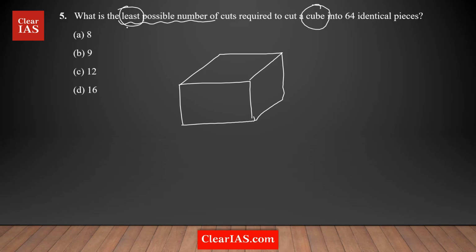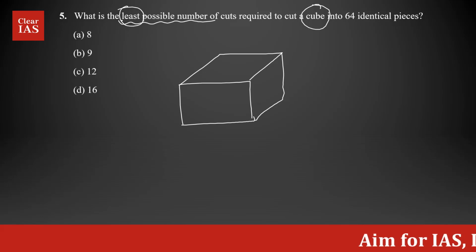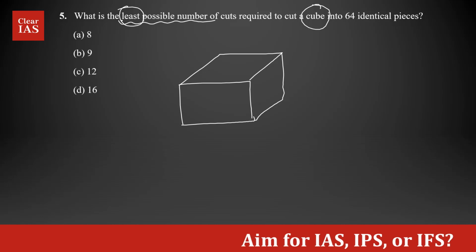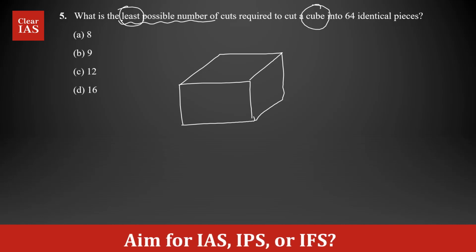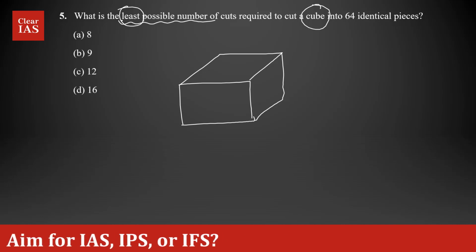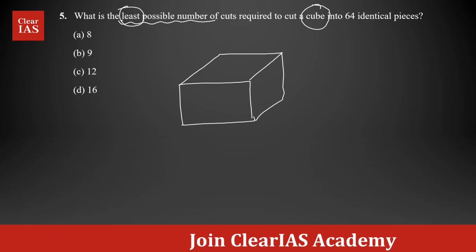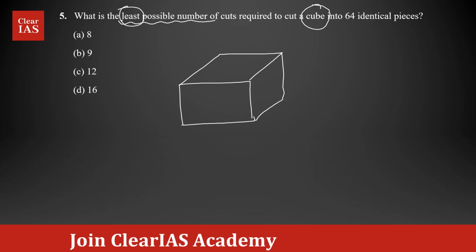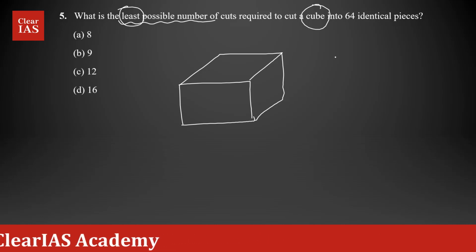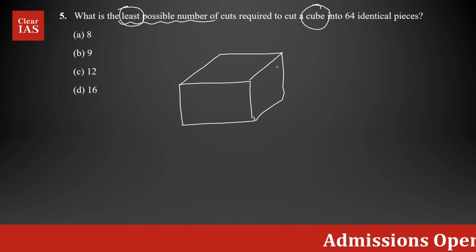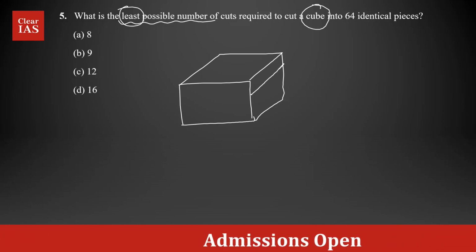This keyword is very important: least. That means you need to cut the cube in all the 3 axes, that is along the length, breadth and the height. Then only you will be able to minimize the number of cuts required, so that you will get the 64 identical pieces. I will come to the point. For example, let's say I'm cutting along the length.